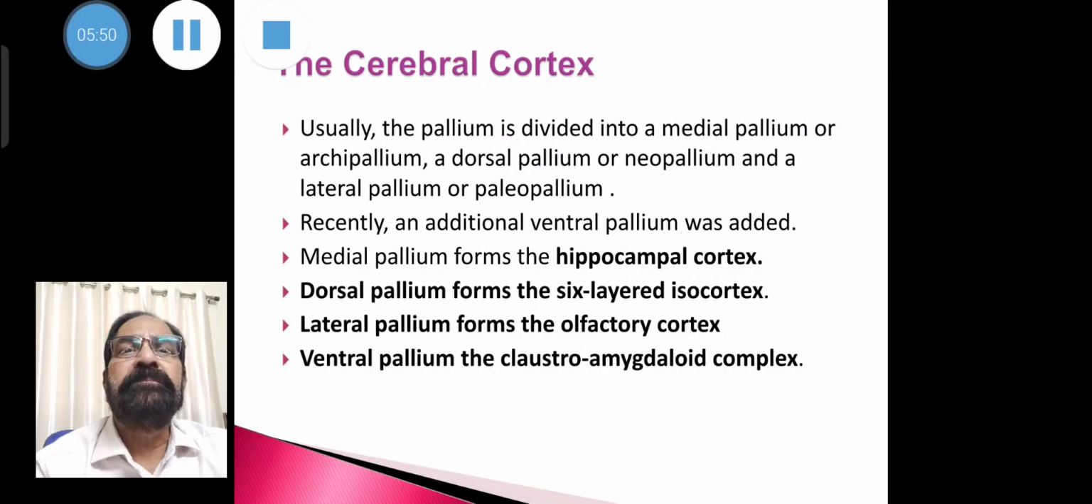Usually, the pallium is divided into medial pallium or archipallium, dorsal or neopallium, lateral or paleopallium. Recently, an additional ventral pallium was added. Medial pallium forms the hippocampal cortex. Dorsal pallium forms the six-layered cortex, cerebral cortex. Lateral pallium forms the olfactory cortex, and the ventral pallium forms the claustro-amygdalar complex.